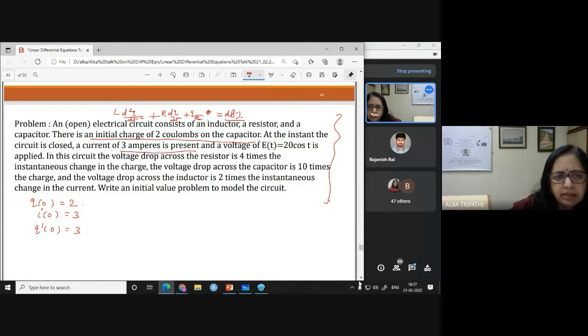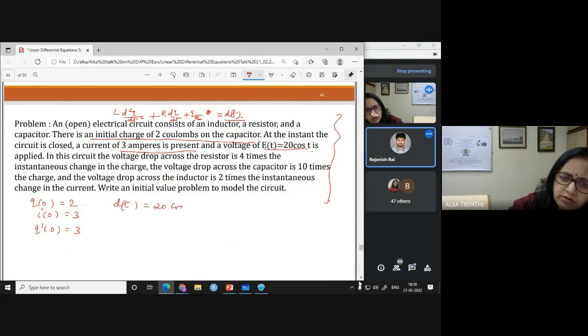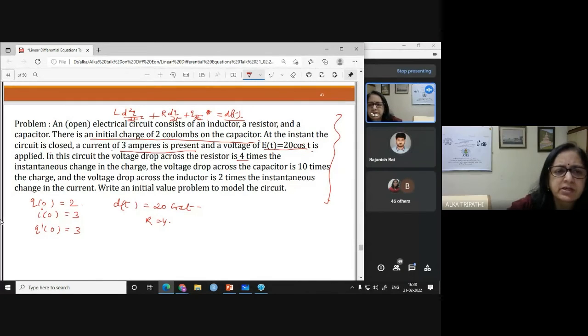Then in this circuit an external voltage is also there, so the right-hand side is equal to 20 cos t. In this circuit the voltage drop across the resistor is 4 times the instantaneous current, so R is 4. Sorry, 4 times the instantaneous charge. So I should have written the term as 4 dq by dt.